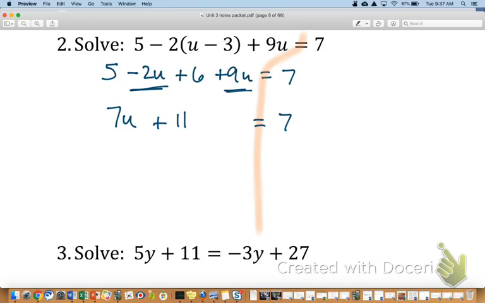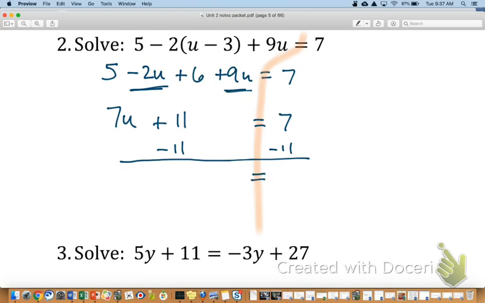Trying to get the u by itself, and it's clearly not yet by itself. Then we subtract 11. Don't we subtract 11? Yes, I think that makes sense. So subtract the 11 from the 11, and then the 7 on the right side. Fantastic. What results when I do that?